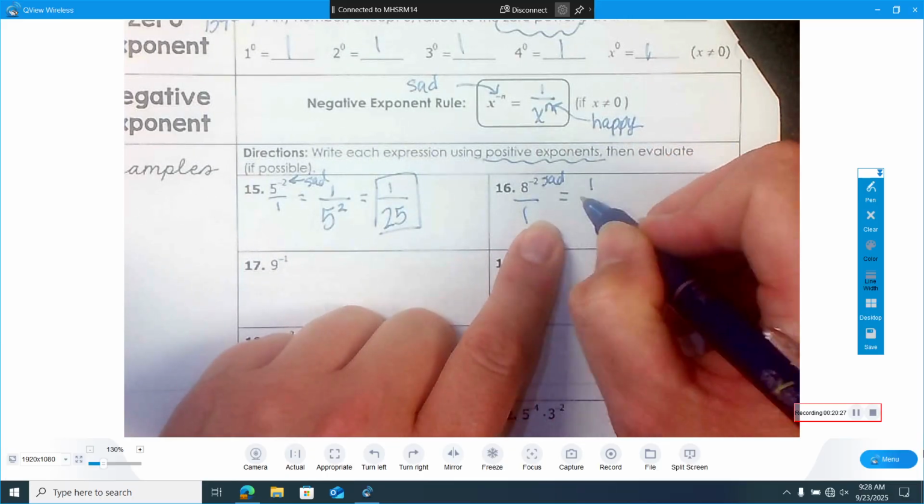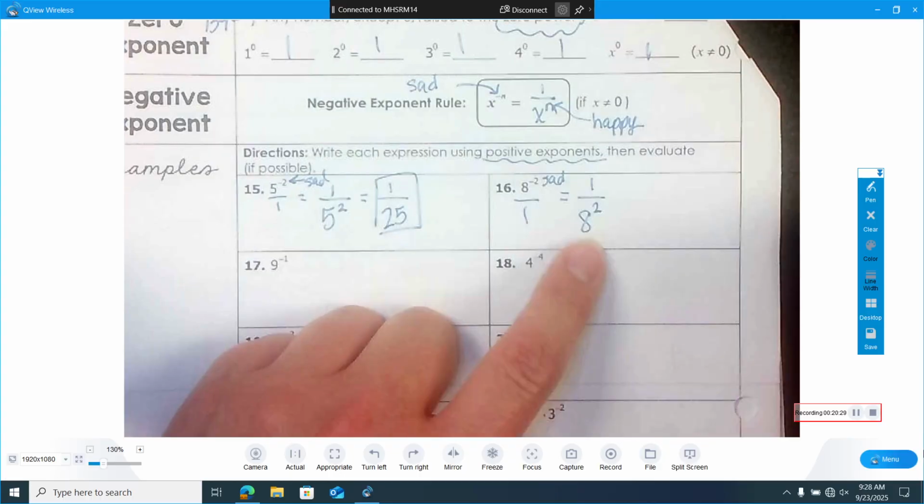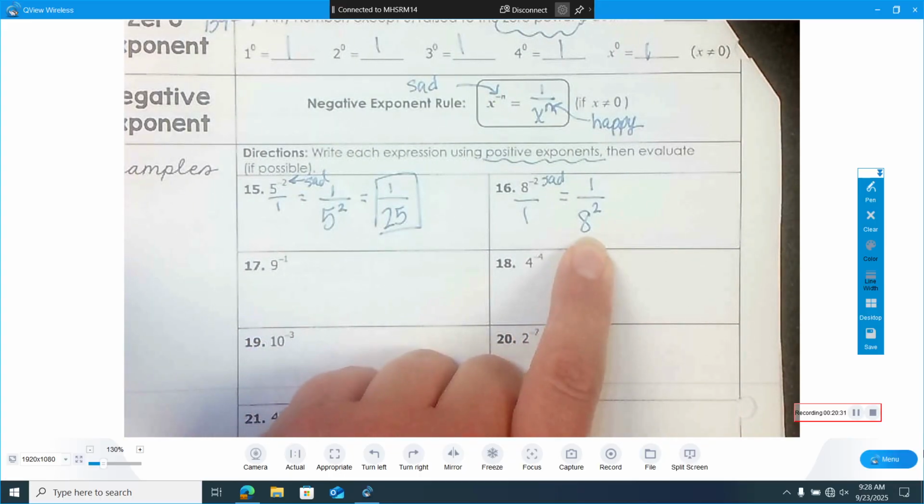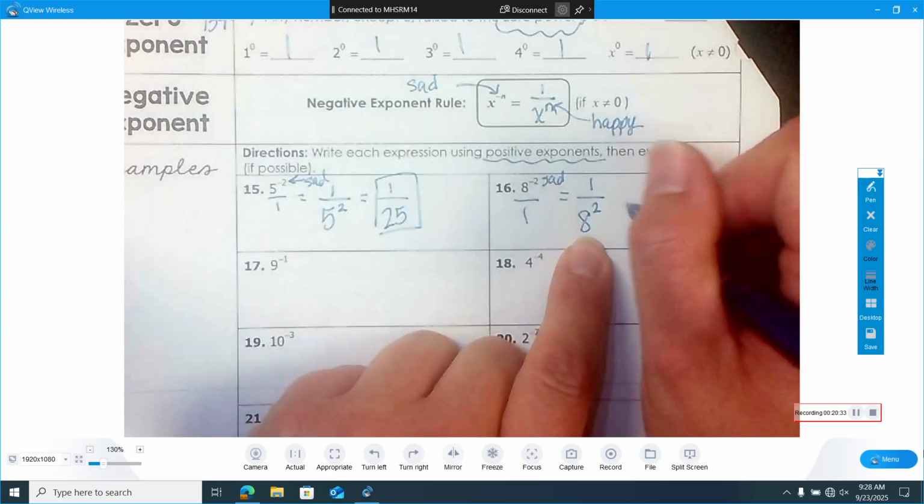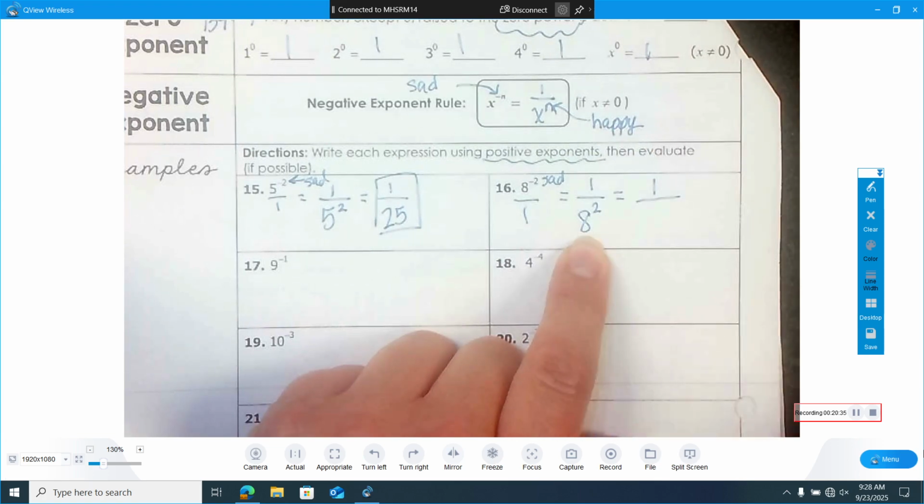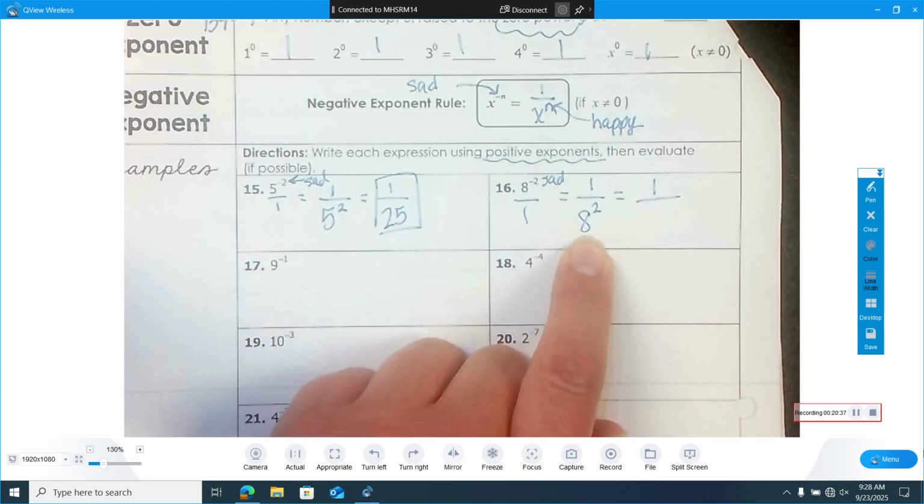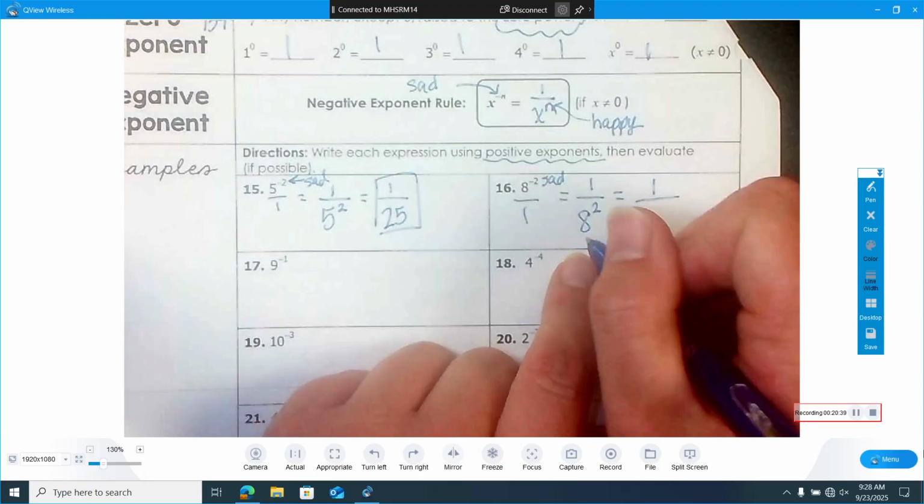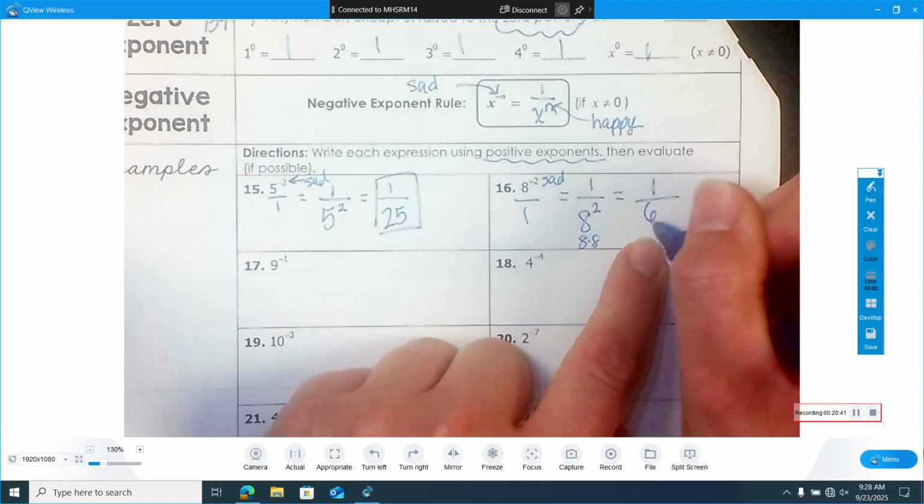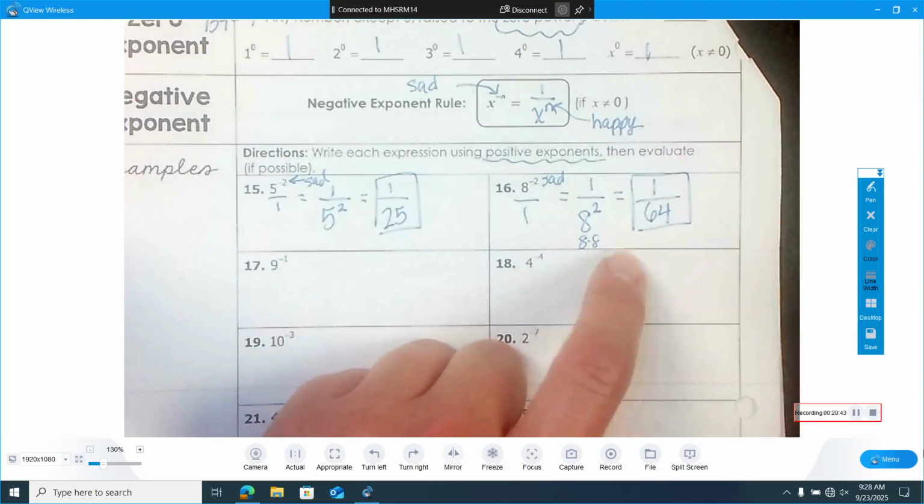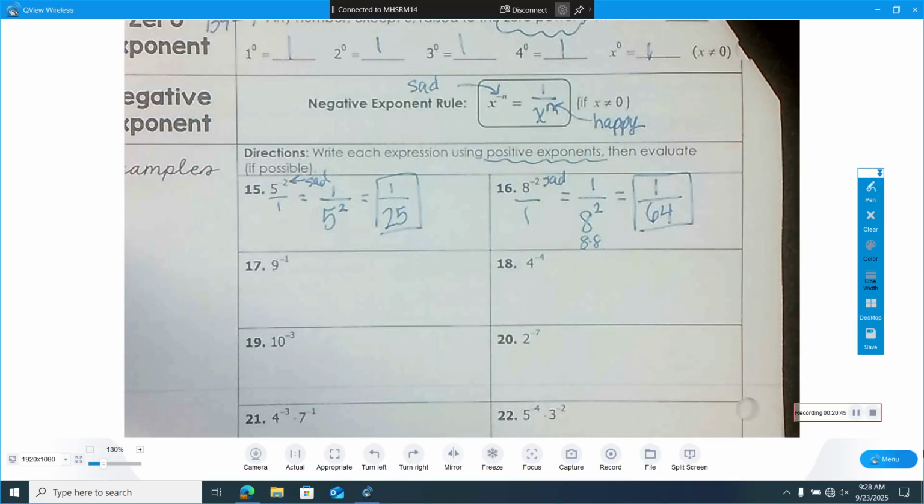So we're going to go 1 over 8 to the now happy power, happy power 2. And so we have a 1 on top. And what is 8 squared? 8 times 8 is 64. Good. In the denominator.